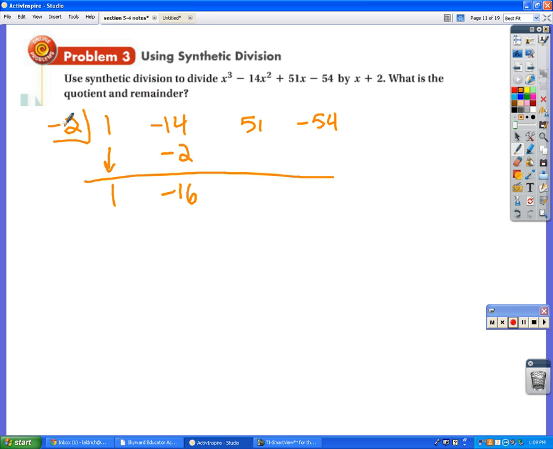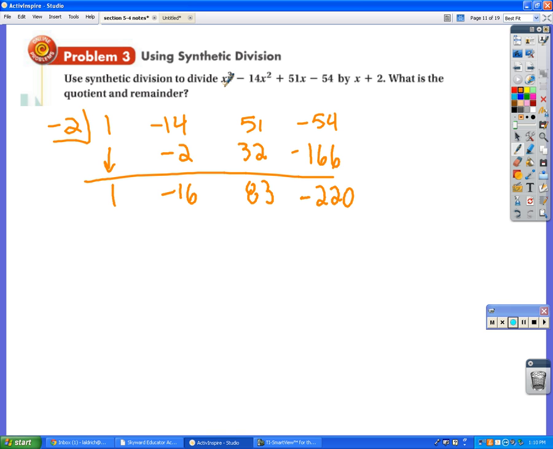-2 times -16 is +32. Now add these together. 51 and 32 makes 83. And then -2 times 83 is -166. And then add those together and you get -220. Okay? So here is my answer.